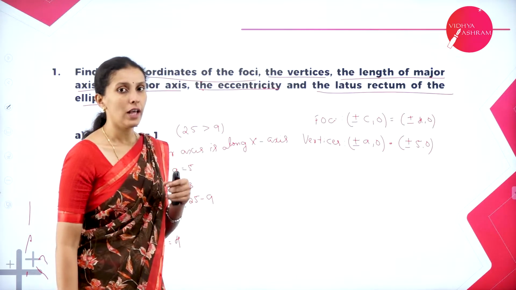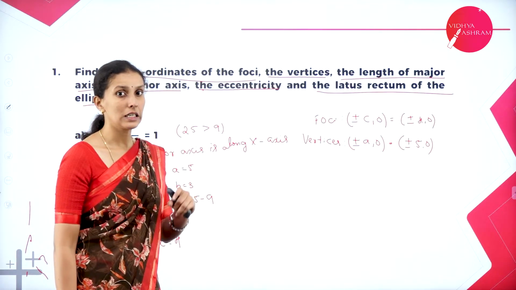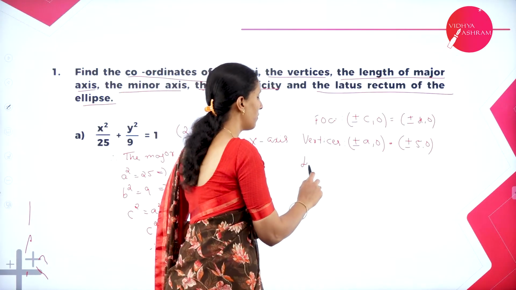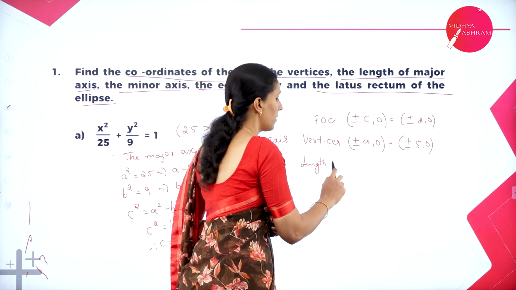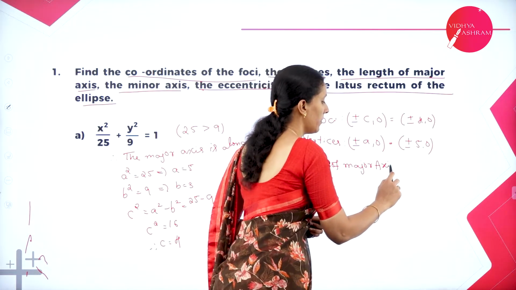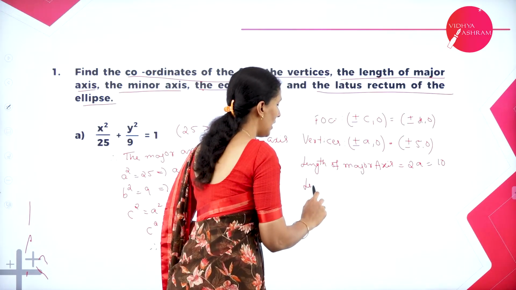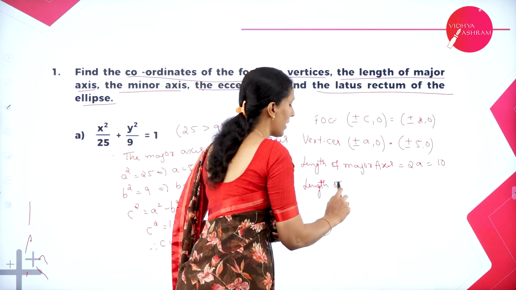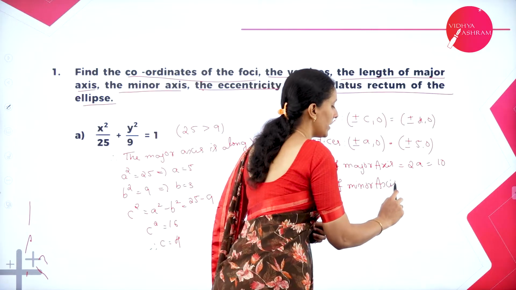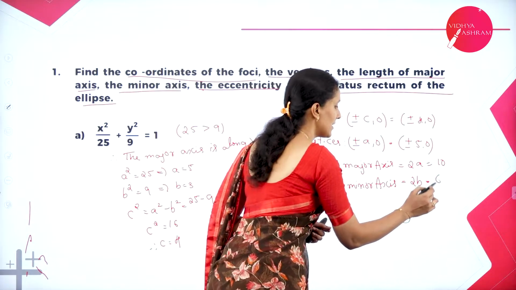Next, we need to find out length of major axis and minor axis. What is length of major axis? It is 2a. Length of minor axis is 2b. So, length of major axis is 2a. So, a is 5, 2 fives are 10. Next, we write length of minor axis. It is 2b. So, we can write this as 2 into 3, 6.